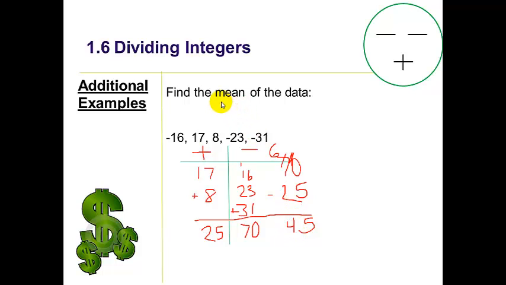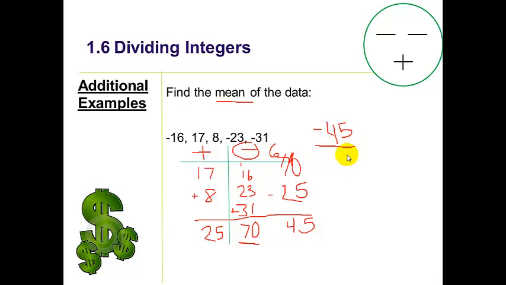So remember that mean is where you add all the data up and you divide by how many pieces of data there are. So here there's 1, 2, 3, 4, 5 pieces of data. So we're going to take 45. And I'm sorry, before I continue on that thought, I need to come down here and say that after we subtracted, we need to keep the sign of the higher number. So since 70 is bigger than 25, we want this negative. So it's negative 45.